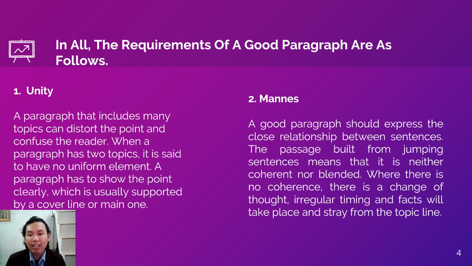A paragraph has to show the point clearly, which is usually supported by a cover line or main one. Okay. Number 2, the next one is coherence. A good paragraph should express the close relationship between sentences. Okay, the passage built from jumping sentences means that it is neither coherent nor blended. Where there is no coherence, then there is a change of thought, irregular timing, and facts will take place and stray from the topic line.